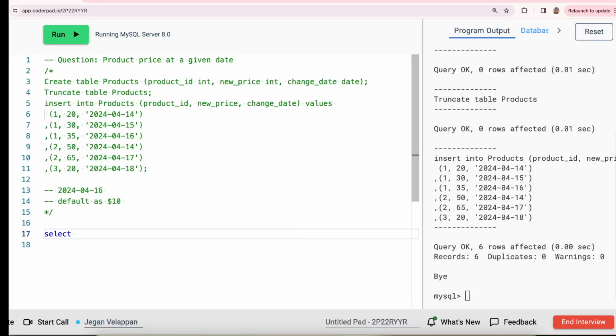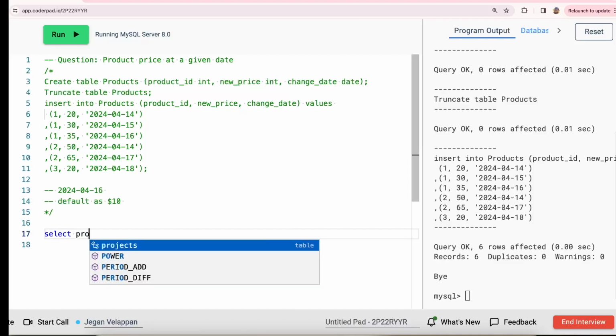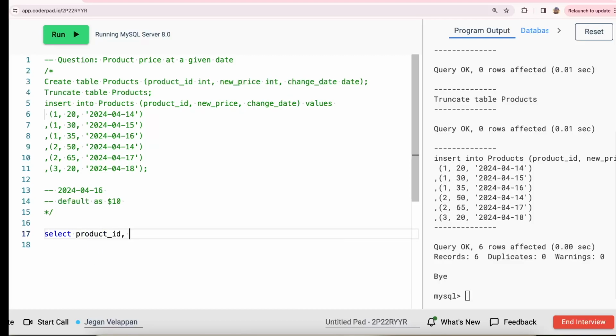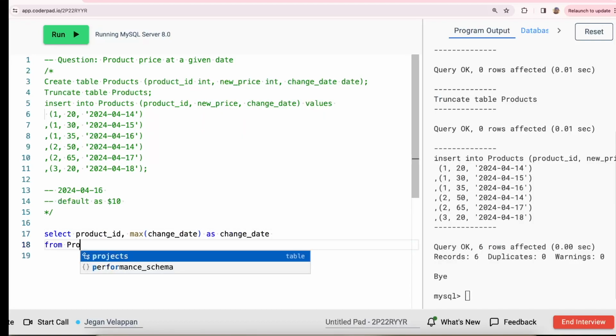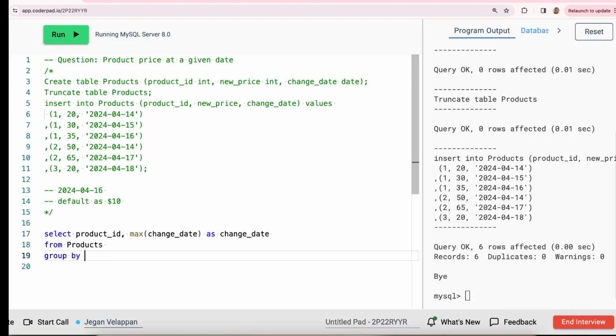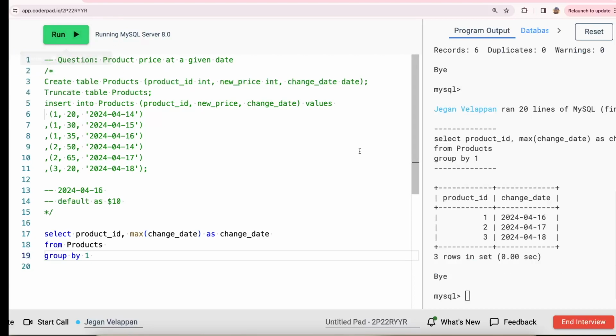Okay, so how to do that? First, you go with select the maximum date for every product. Product ID, maximum of change date as change date from products table group by product ID. So if I run this, for all the products 1, 2 and 3, I get the maximum change date. But we have to find the price for April 16th.